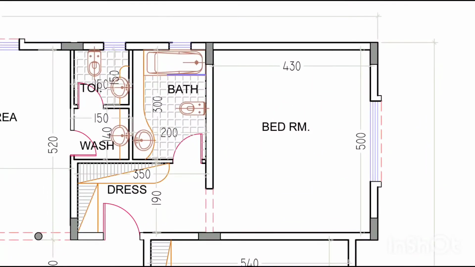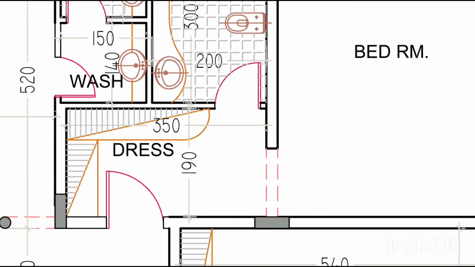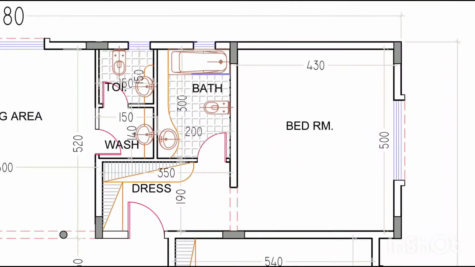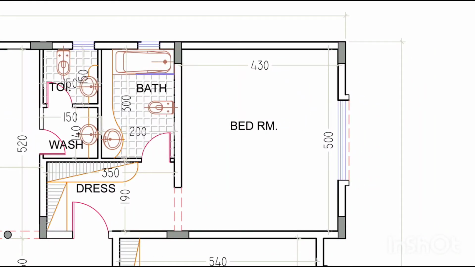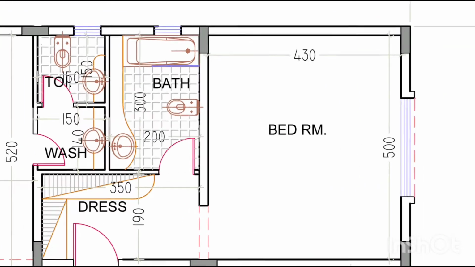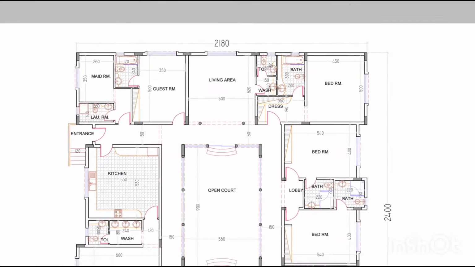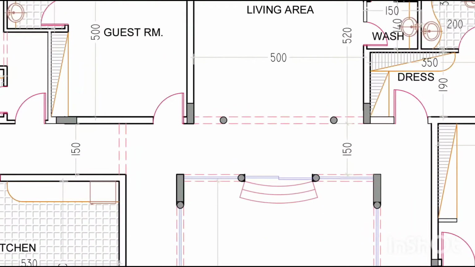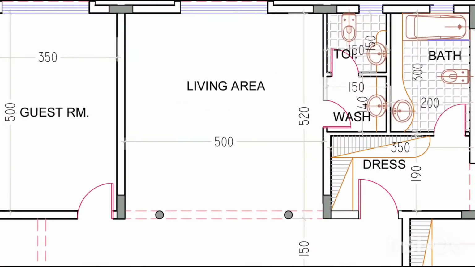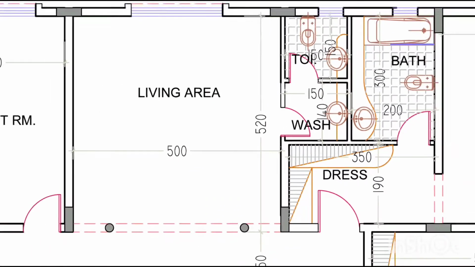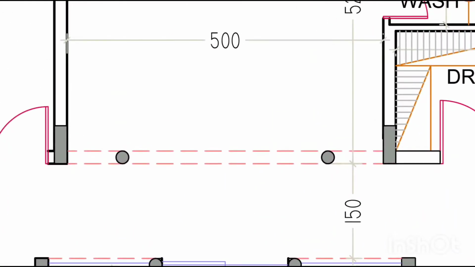We will see here again another bedroom, 190 by 350, and this side our dress area. This bedroom, 500 by 430. This is a 200 by 300 centimeter attached bathroom. We will see this side. This is our living area, this wash area and toilet. This is 520 by 500 centimeter, and this column is for design purpose.